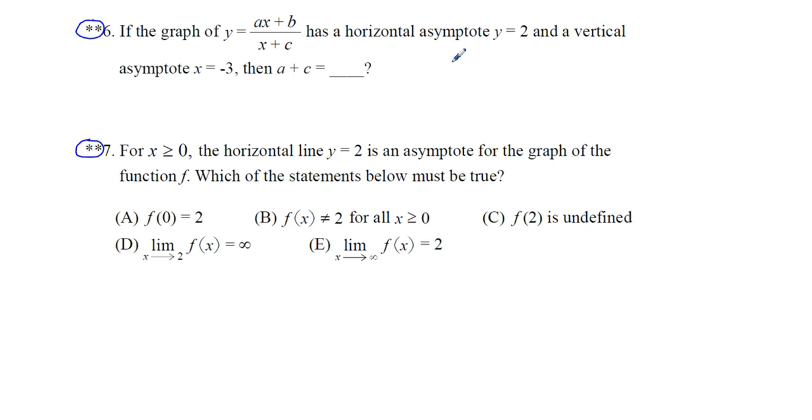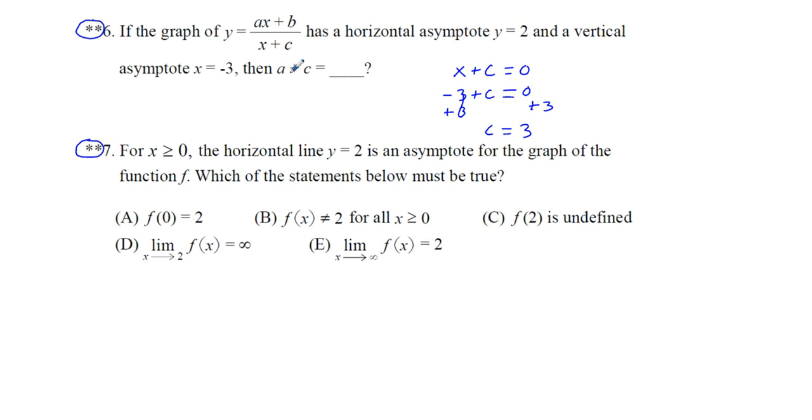So if we say x plus c equals 0, and we're told that we have a vertical asymptote where x equals negative 3, then negative 3 plus c is equal to 0. Well, if we go ahead and solve for c, we know that c is equal to 3.